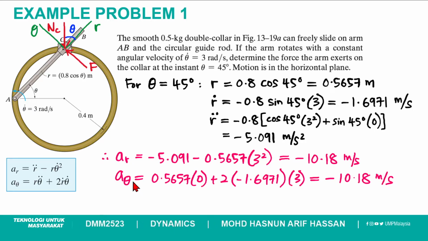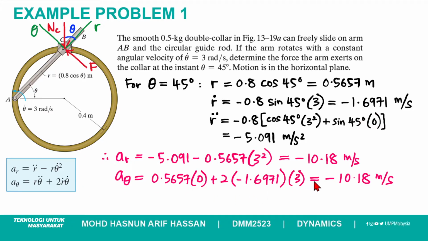A theta, the transverse acceleration, is r times theta double dot. Theta double dot is 0, so this side becomes 0. Plus 2 times r dot, which is this one, minus 1.69.